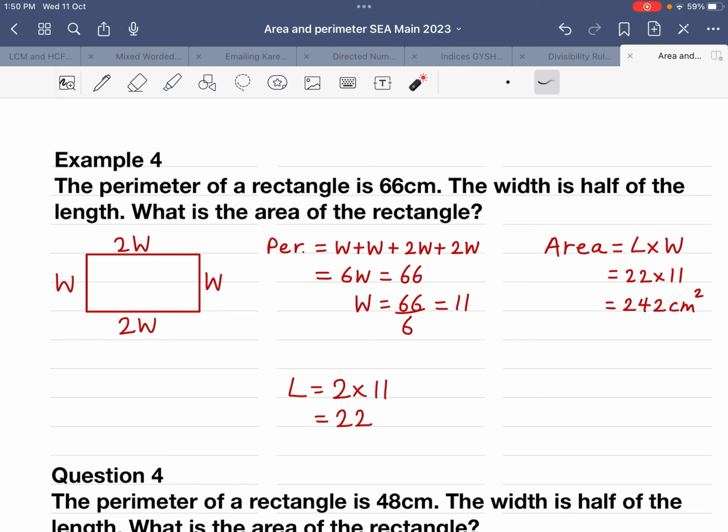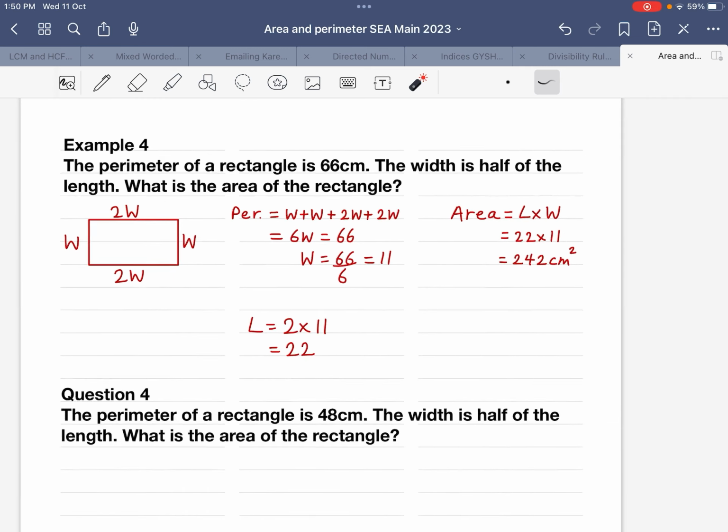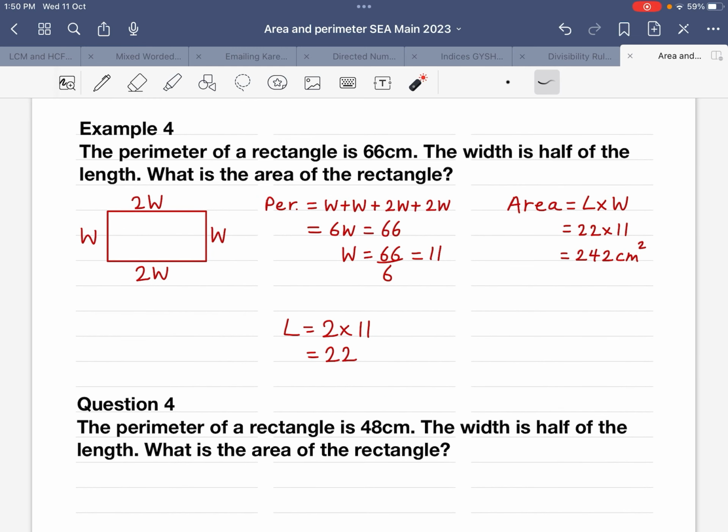Okay, so now that we have the length and we have the width, we can find the area, which is length times width. And when we work out 22 times 11, we will get 242. Right, so you can use this example, follow the method, and try question 4. Take a few minutes, pause the video, and then unpause it when you are ready for the solution.